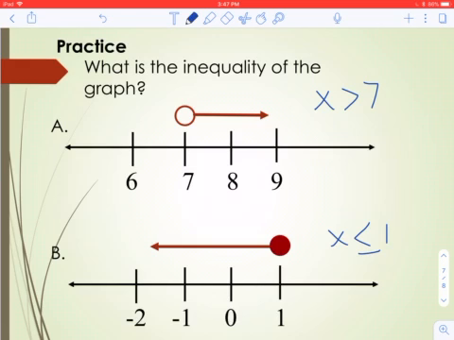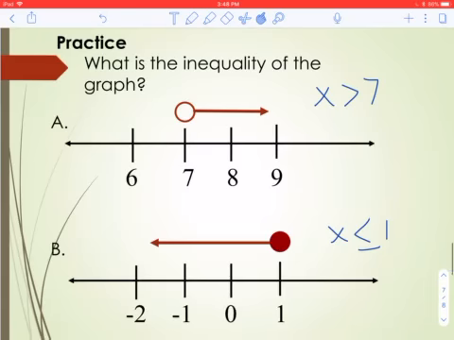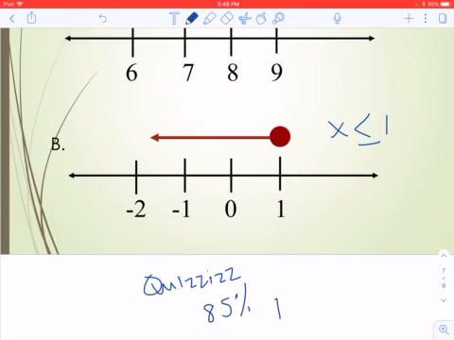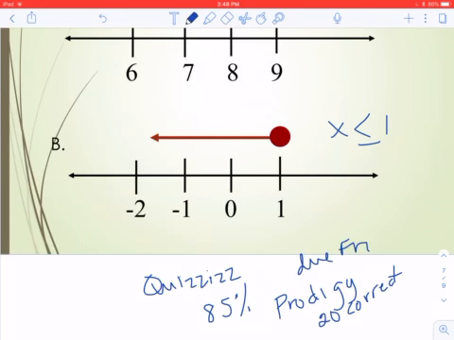So this is what your assignment is today. You have quizzes to do for your homework. You need to get at least 85% on the quizzes to get full credit for the homework. And because it is Tuesday, you also have Prodigy to work on. You need to get 20 correct problems, and these are all due by Friday.